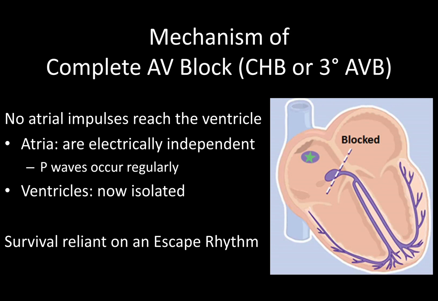Complete AV block. Complete heart block, also known as third degree AVB. What's going on? What's the idea? Well, as each of these heart blocks has progressed, they've gotten worse. In first degree, they all made it through. In second degree, some didn't. And when I say get through, I mean atrial impulses. In third degree, none of the impulses make it through. And that's what makes this a complete heart block.